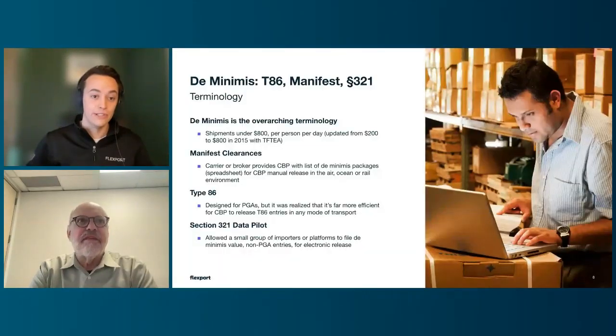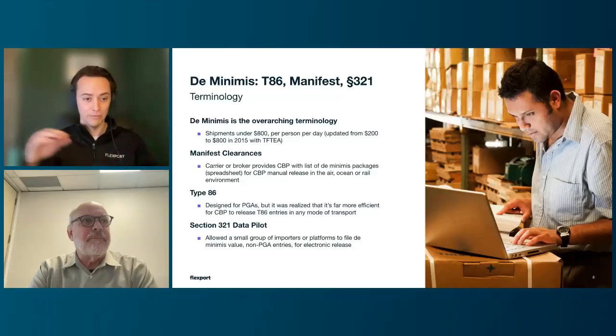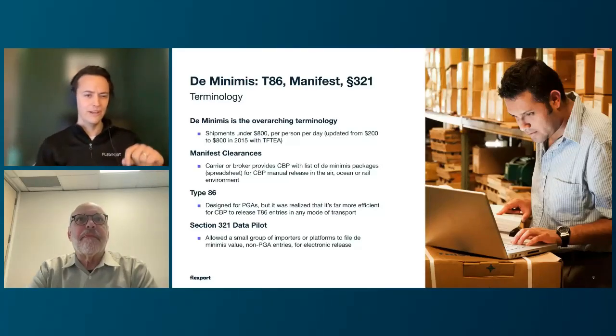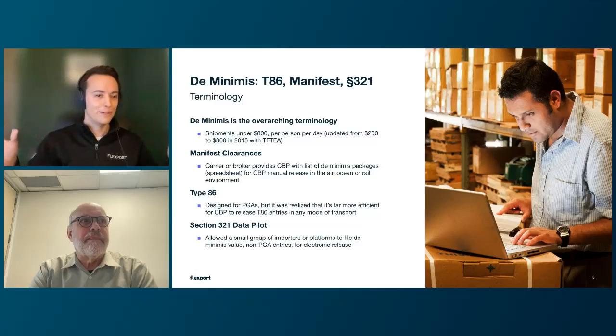So maybe a great place to start is to talk about some of the terminology that goes on here, Tom. So we hear de minimis, I hear Type 86, 321, manifest clearance. They're all similar, but not all the same. Could you maybe break it down for us a little bit?